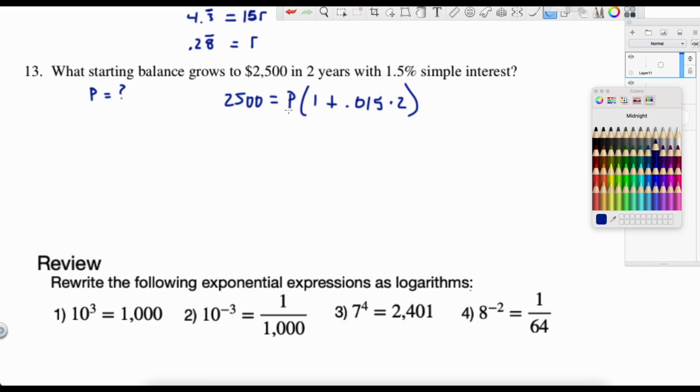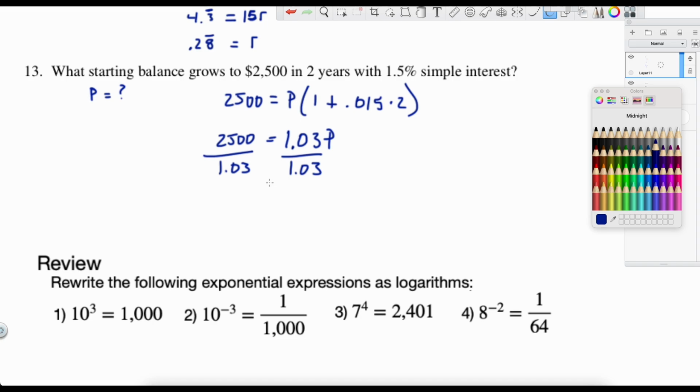Let's get my calculator. So 1 plus 0.015 times 2 is 1.03. Didn't even need a calculator for that. 1.03 P. And we're going to divide by 1.03. Let's get rid of that right there. Yep, so 2,500 divided by 1.03.